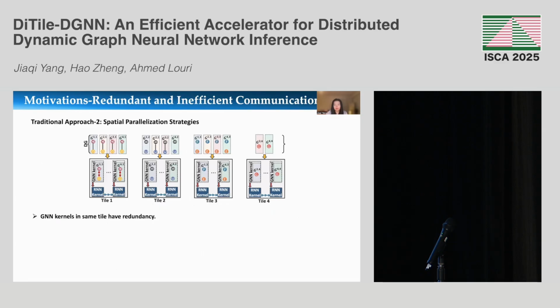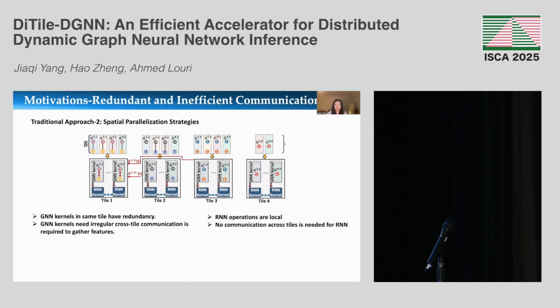At the same time, GNN aggregation requires features from neighbor vertices, which may be assigned to other tiles. Therefore, the GNN kernel must perform irregular across-tile communication to gather these features. This is particularly costly when the graph is dense, as each vertex is connected to many others across tile boundaries.